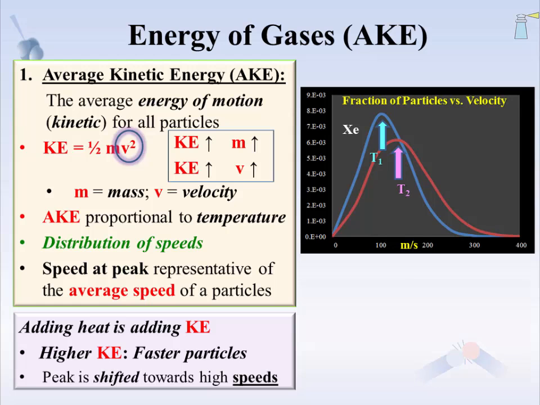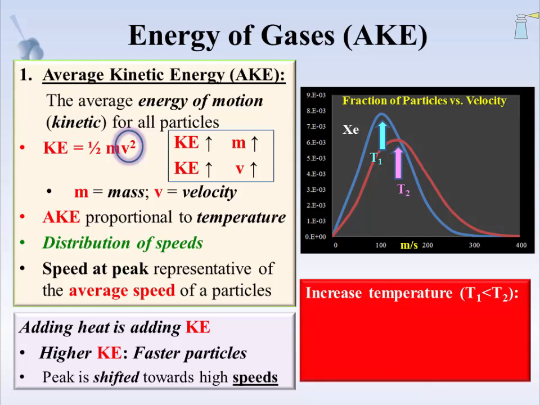With these two curves, we can make a couple observations. The first one is a recognition that heat was added to the sample of gas to get it to the higher temperature, T2. So the average kinetic energy, AKE, of the gas at T1 is less than the average kinetic energy of the gas at T2. That can be seen with a shift in the peak of the curve.